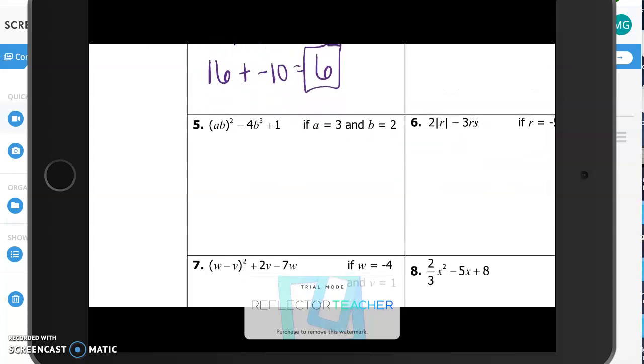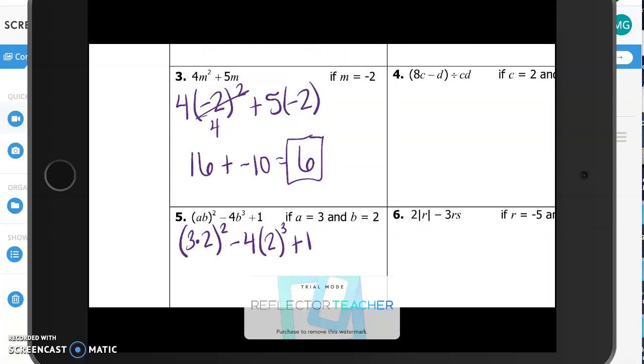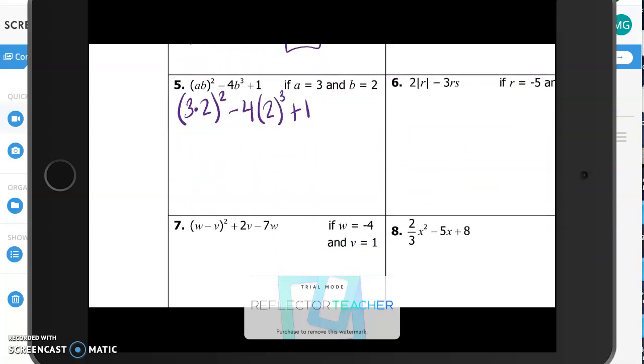Now, number 5, since there are already parentheses around the a and b, and then it's to the second power, that one's okay to not put all those extra parentheses in there. So you would do parenthesis 3 times 2 squared, minus 4 times parenthesis 2 to the third, plus 1. Notice the difference between what we did in number 3, where just the m was squared, and now in number 5, the multiplication of a times b is what's squared. So you do have to multiply first before you do your exponent.